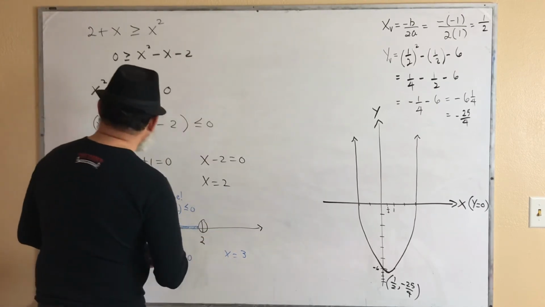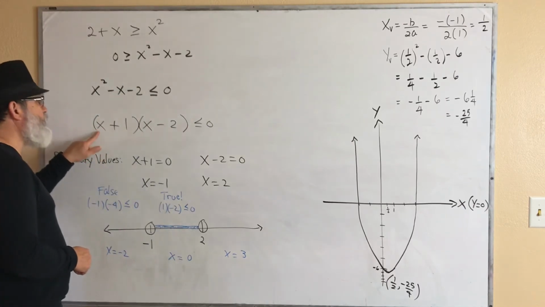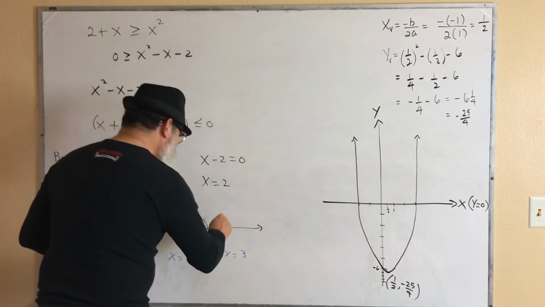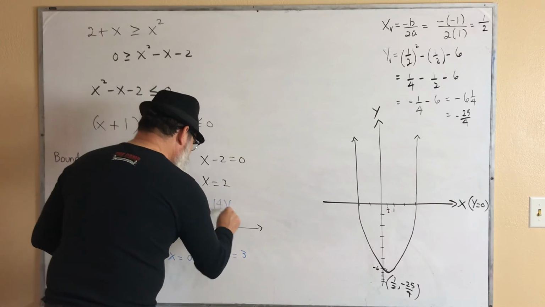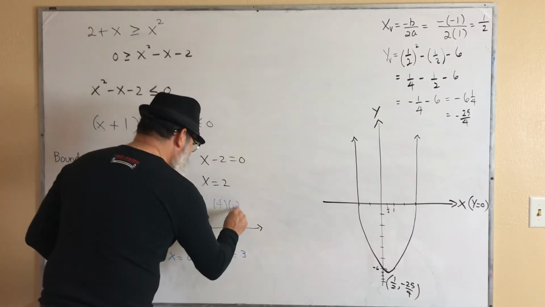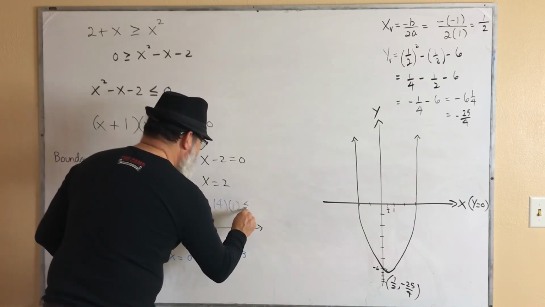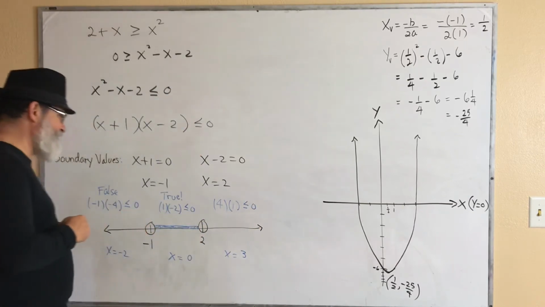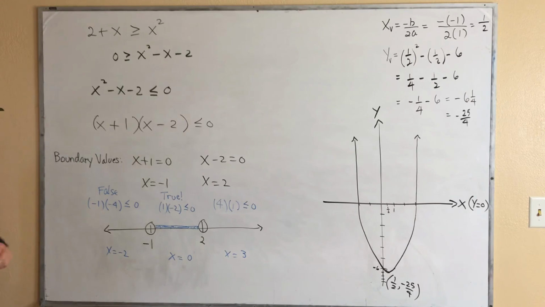Plug in 3. 3 plus 1 is 4. 3 minus 2 is 1. Is that less than or equal to 0? True or false? False. A positive is not less than or equal to 0, so that's false. Okay, very good.